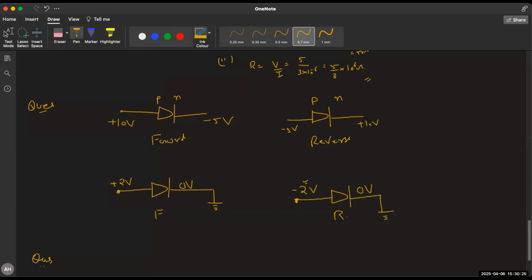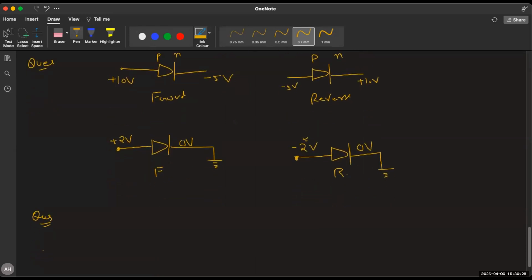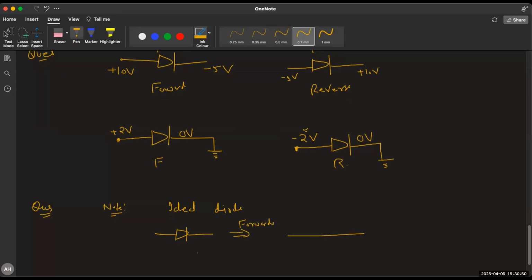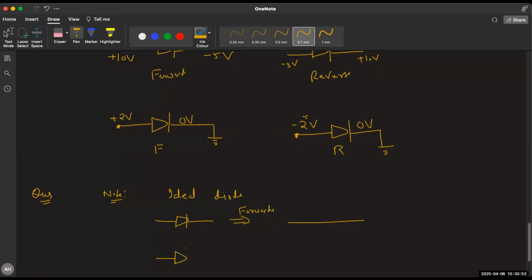The next type of questions are on circuits. In regular circuits of resistors, you can get diodes. For those circuits, the rule is: if you have an ideal diode and it is forward biased, you can replace it by a conducting wire. If the diode is reverse biased, then you can replace it by an open circuit.